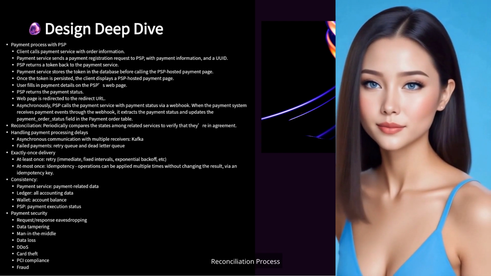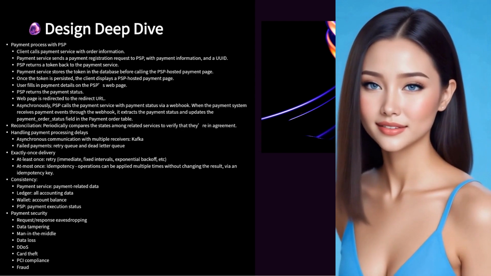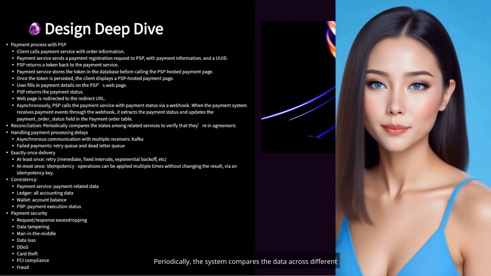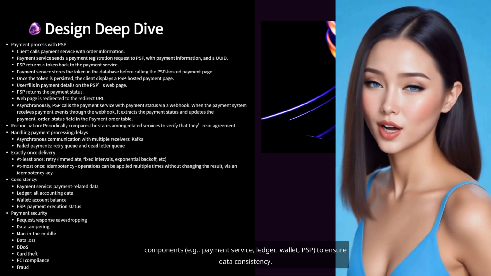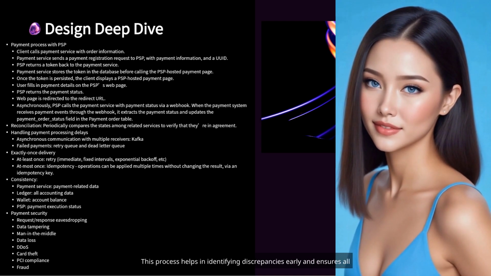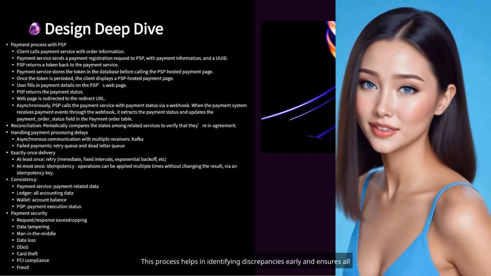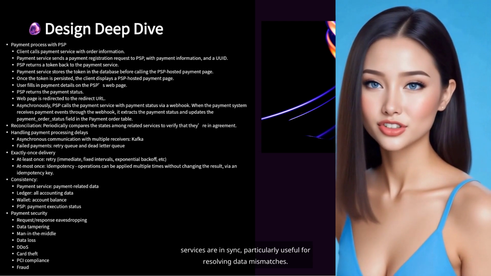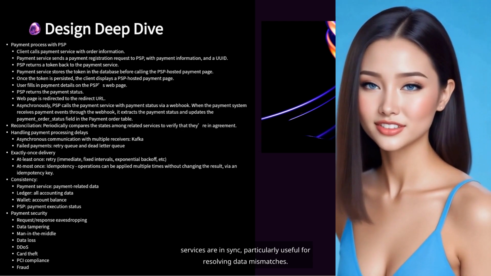Reconciliation process. Periodically, the system compares the data across different components, e.g., payment service, ledger, wallet, PSP, to ensure data consistency. This process helps in identifying discrepancies early and ensures all services are in sync, particularly useful for resolving data mismatches.